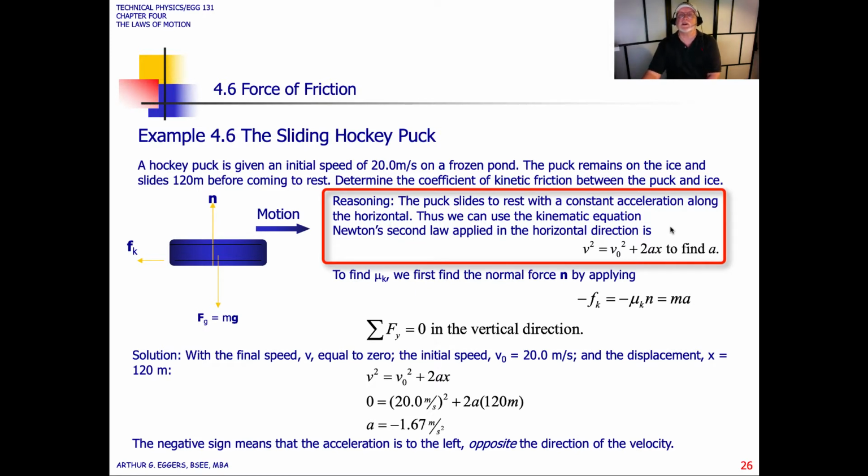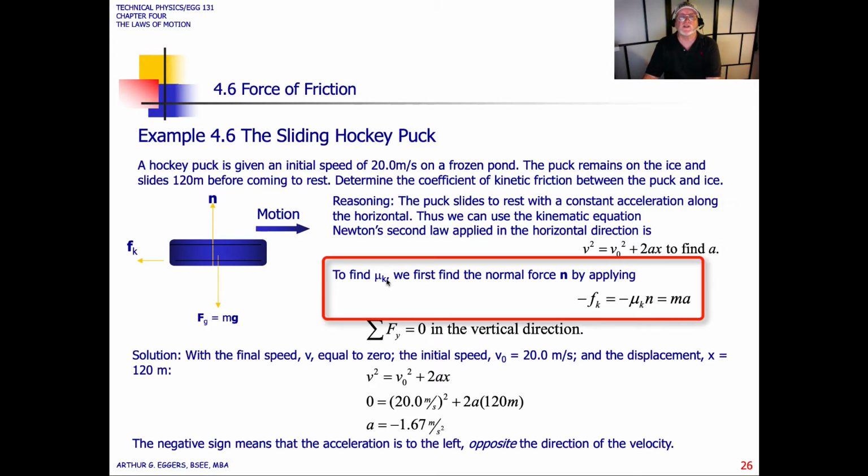Thus we can use the kinematic equation and Newton's second law, applied to the horizontal direction. So we're going to start off with one of our motion equations. In this one, we know x, we know that we have a velocity of 20 meters per second. We've got a distance here of 120 meters. So let's start with this equation and see how far it takes you. Typically you pick one, and you may end up getting stuck and have to switch to a different motion equation.